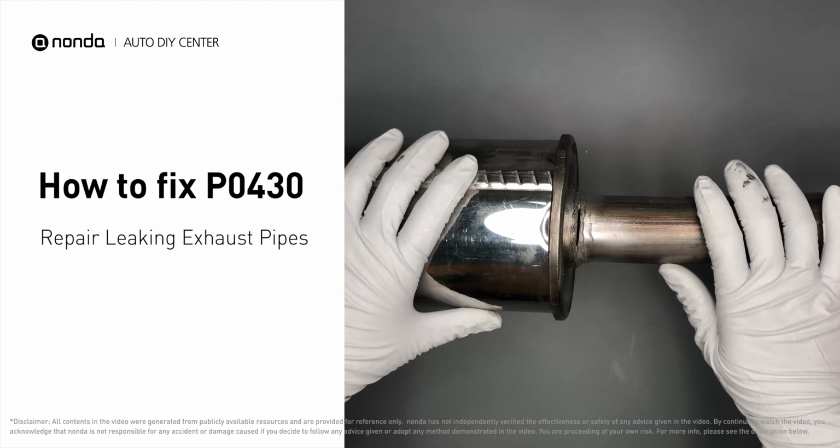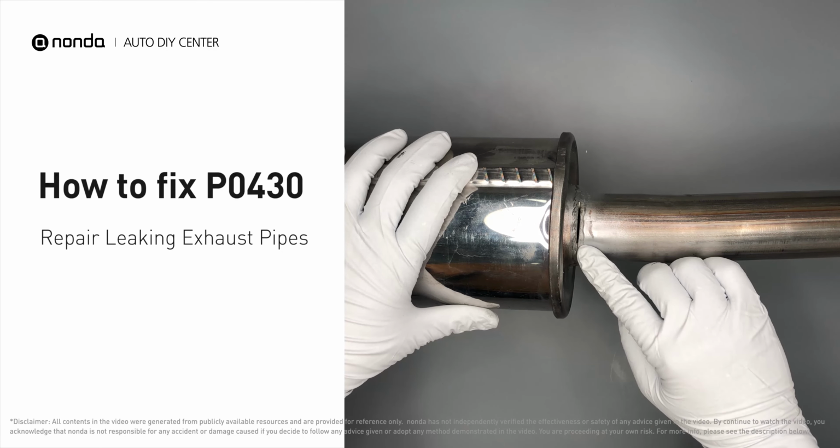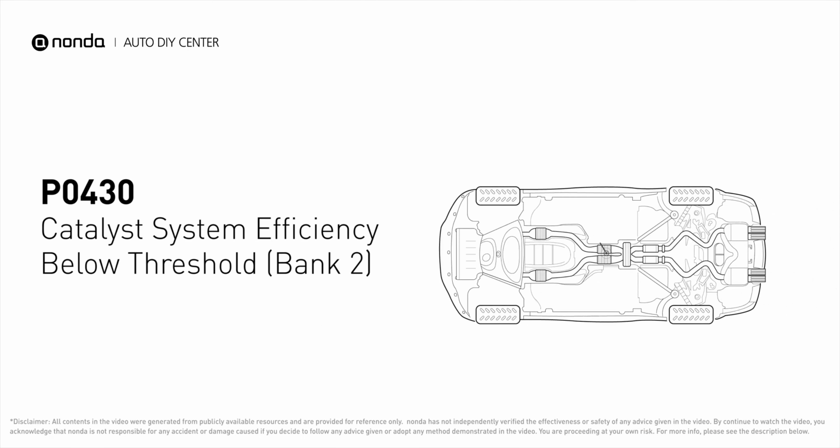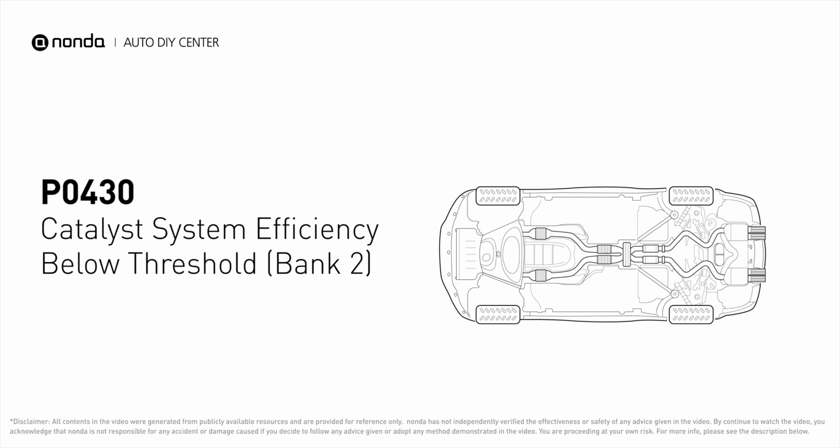By repairing the leaking exhaust pipes, you can easily fix the P0430 error code by yourself. P0430 means your catalyst system efficiency is below threshold near engine bank 2, which indicates that the catalytic converter is not functioning efficiently, so the vehicle is increasing the output of harmful pollutants.